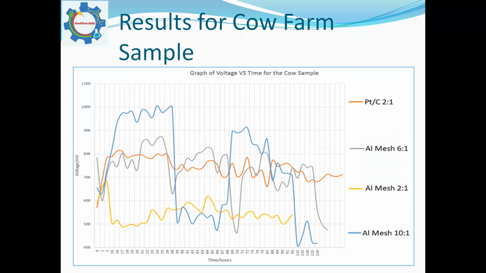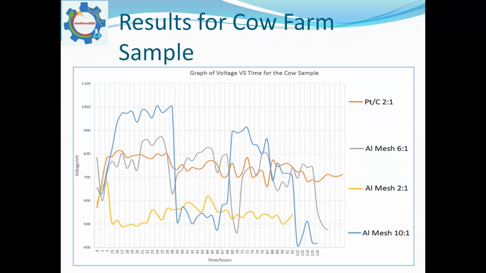We see the aluminum mesh 6:1 peaking at various times, reaching about 870 millivolts, while the aluminum mesh 2:1 maintained a voltage of about 550 millivolts. The platinum carbon was the most stable at about 800 millivolts.